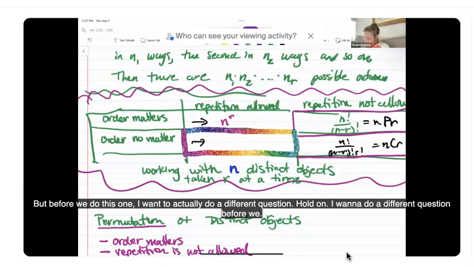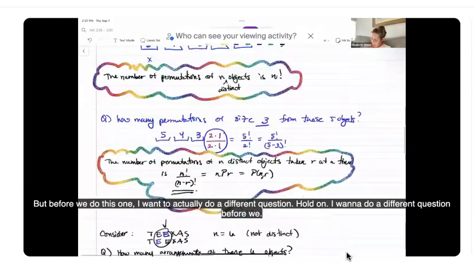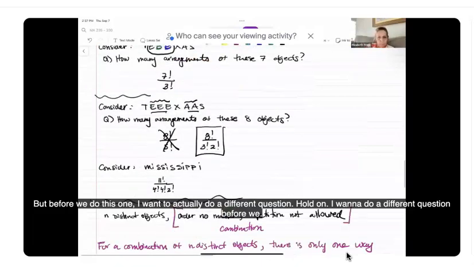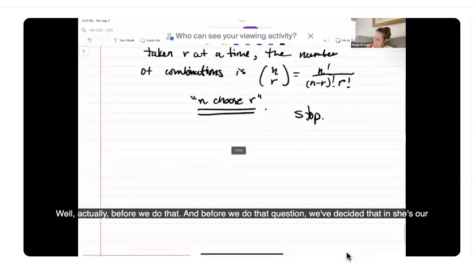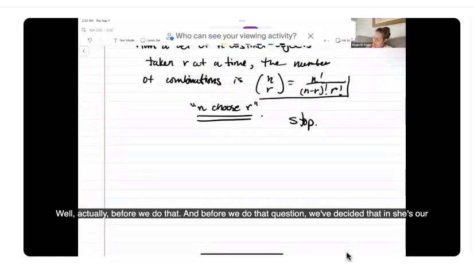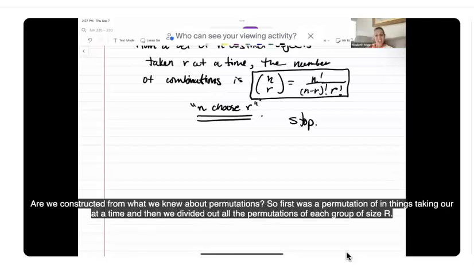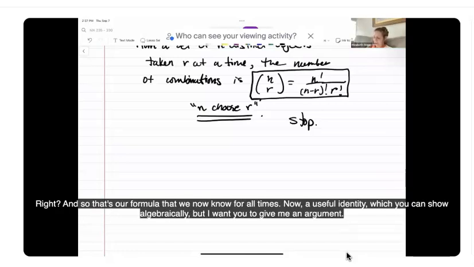But before we do this one, I want to actually do a different question. Before we do that, we've decided that n choose r, we constructed from what we knew about permutations. It first was a permutation of n things taken r at a time, and then we divided out all the permutations of each group of size r, right? And so that's our formula that we now know for all times.